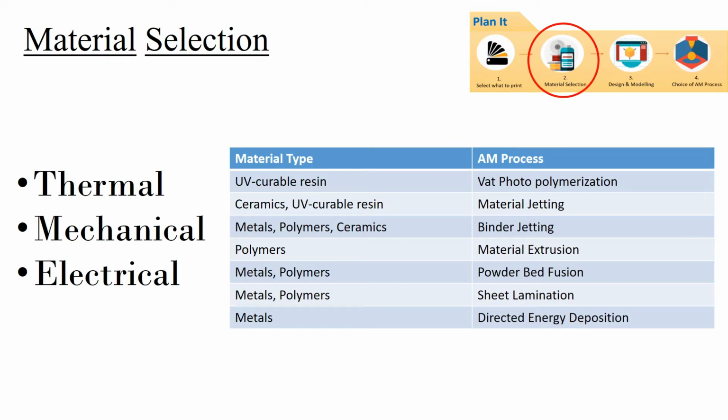Material selection is done according to product specifications. In this stage, we have to find in what environment does your component exist. Mostly thermal, mechanical, and electrical aspect is to be considered while selecting the proper material. Material selection is also proportional to the AM process. As different materials have different AM processes, importance must be given in this table.